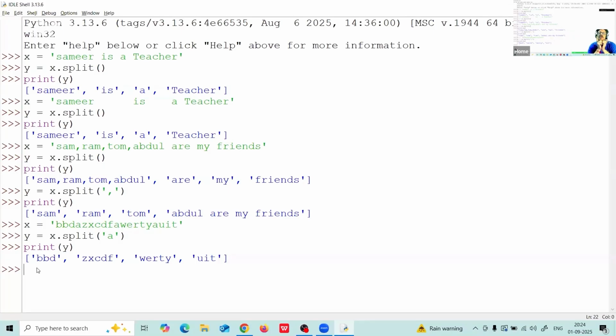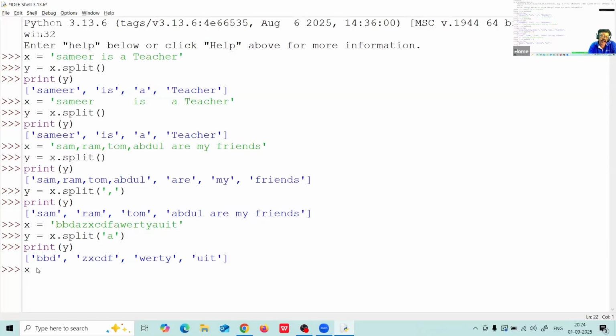And what you have to specify in the split is, according to what do you want to split? What is your delimiter? Now, this delimiter can be space. If it is a space, don't give anything with split. Otherwise, give that character. Or you can give a string also.